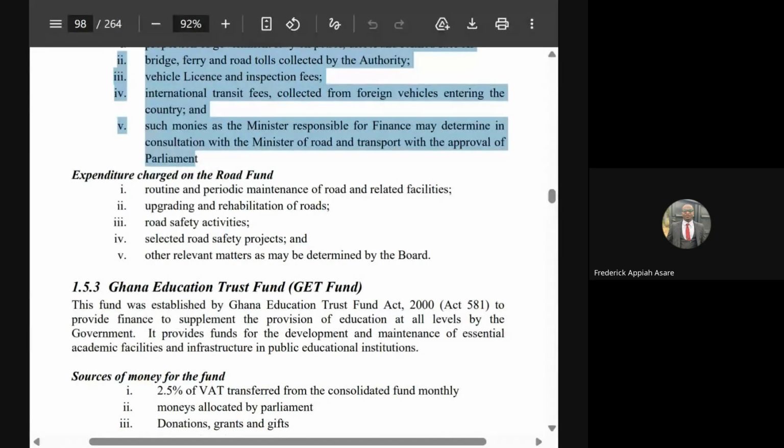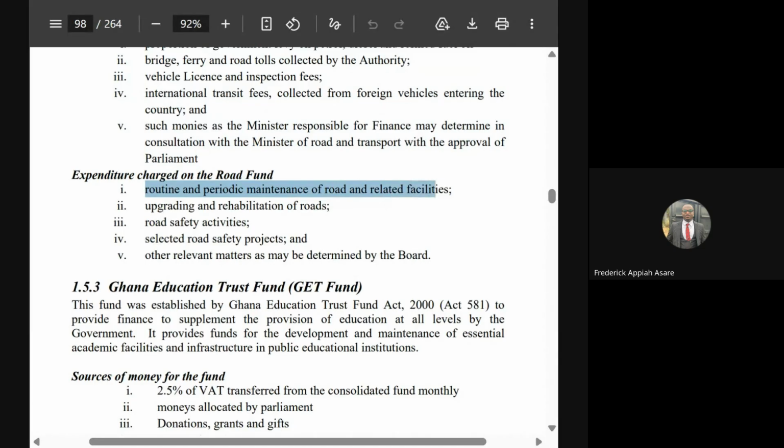Now, expenditure: routine and periodic maintenance. So when they go there to check the roads and it's not well, they will take money from this road fund to maintain it. Upgrading and rehabilitation of roads. If they want to upgrade a road, they also use the money from this fund for the rehabilitation. Road safety activities, selected roads. So all these expenses will come from the expenditure they charge on the road.